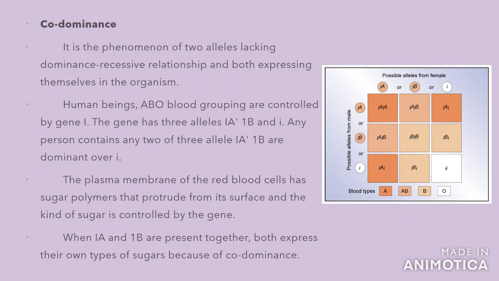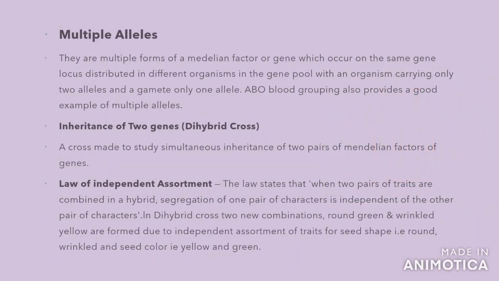The plasma membrane of the red blood cells has sugar polymers that protrude from its surface, and the kind of sugar is controlled by the gene. When IA and IB are present together, both express their own types of sugars because of codominance.